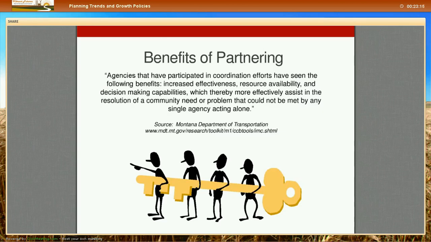As noted by this quote from the Montana Department of Transportation, partnering is an excellent strategy to leverage resources. In the scenario planning workshop that were conducted as part of the regional plan process, we documented a wide variety of partnerships in the region that can be enhanced and used as models for other communities.